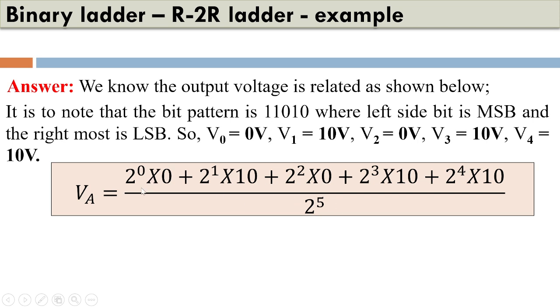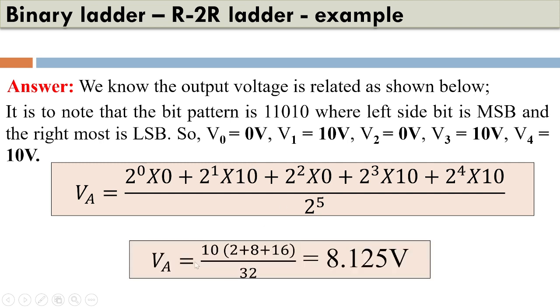Now the terms multiplied with 0 will get cancelled, they will not be there. So we will have three terms. We'll take the 10 as common, and inside will be left out where 2 to the power 1 is 2, 2 to the power 2 is not there, 2 to the power 3 is 8, and 2 to the power 4 is 16. So if we compute this, we will get an output 8.125 volts. So this is how we can actually calculate the output voltage for all possible combinations.